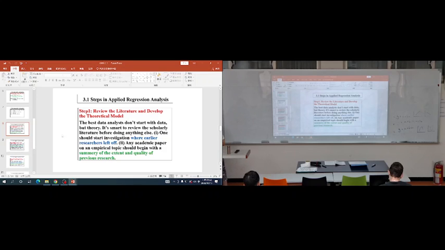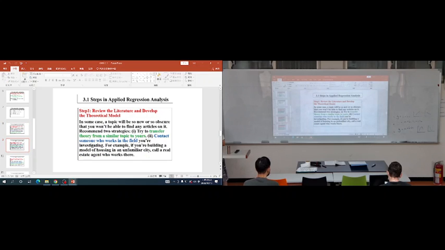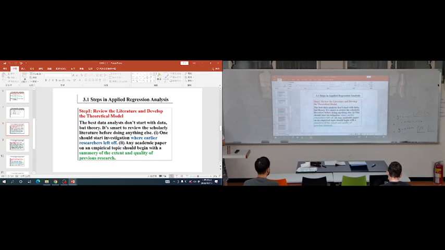I say that the best data analysts don't start with the data, but with theory, okay? And it's smart to review the scholarly literature before doing anything else, okay? And when you start to look at the literature, be sure that you find where the earlier literature left off.